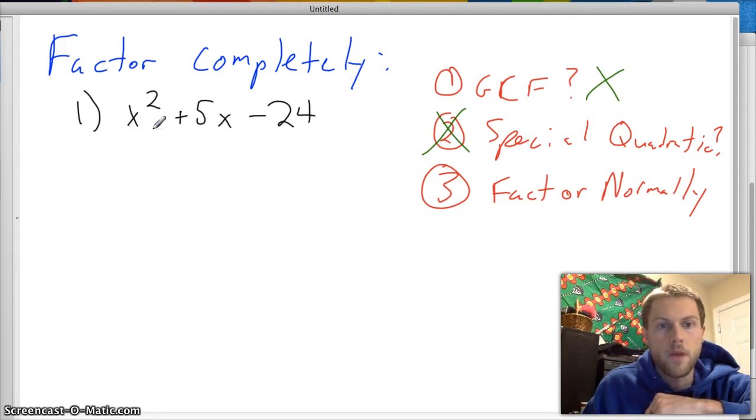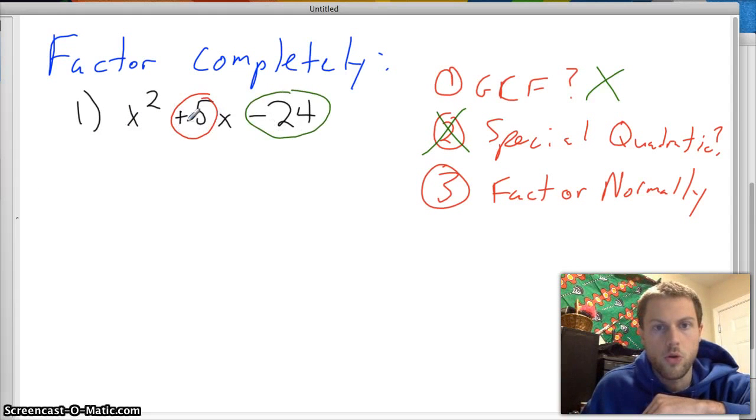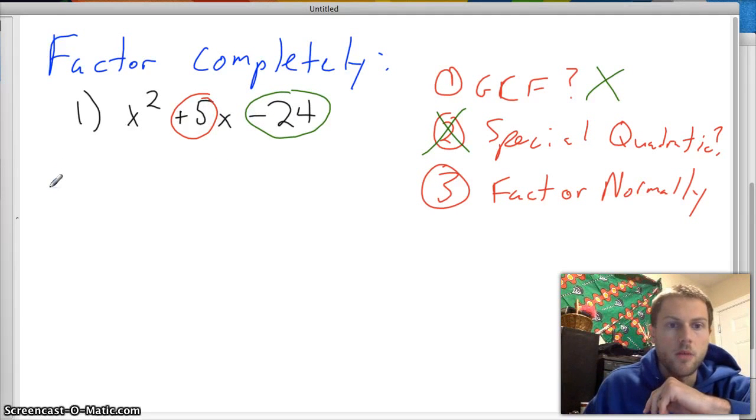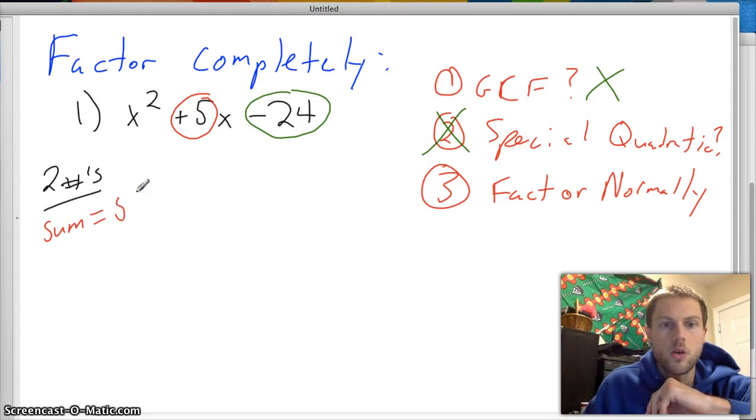So to do that, our A term is equal to 1, so that's nice. We want to look at the B term, and we want to look at the C term. Notice I circled the positive and the negative sign in here too. And we're going to play that game called Guess My Nums, and we're looking for two numbers. The hints come from this B term and C term. The B term tells us that the sum of these two numbers is going to equal 5, and the product of these two numbers is going to equal negative 24.